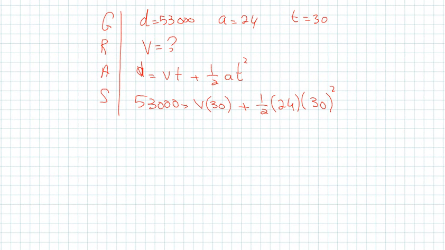So what comes after the brackets? Exponent. Where do you see exponent? At the end. So it's the 30 squared, right? Plus half by 24 by 900. Okay? So 30 squared is 900, which is 30 times 30, right?